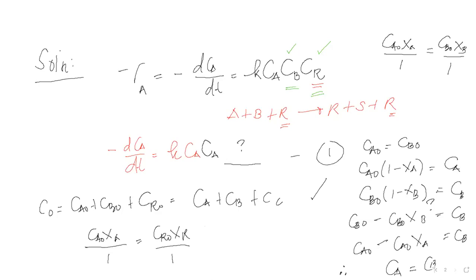Next slide. Or here, so you will have continuity. So we have this now being equal to CRO XR. This represents the amount of A reacting. This represents the amount of R formed. So take note, the amount of R formed. For the amount of A reacting, this would be what?